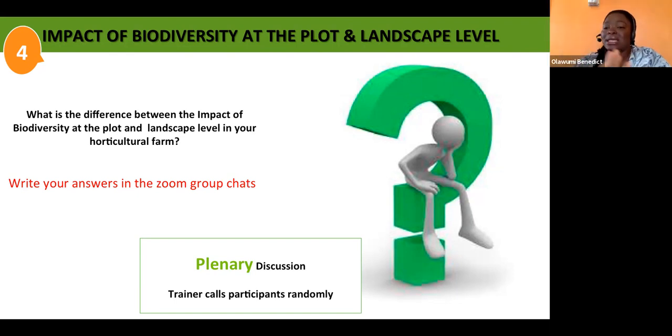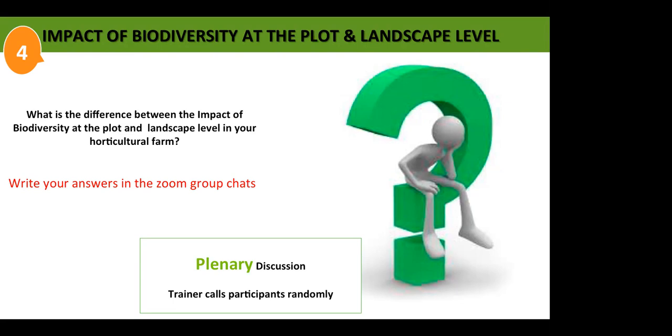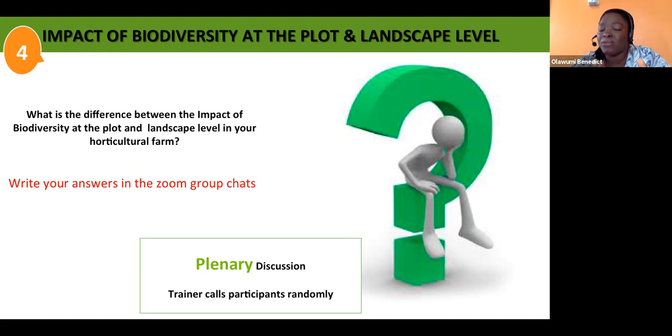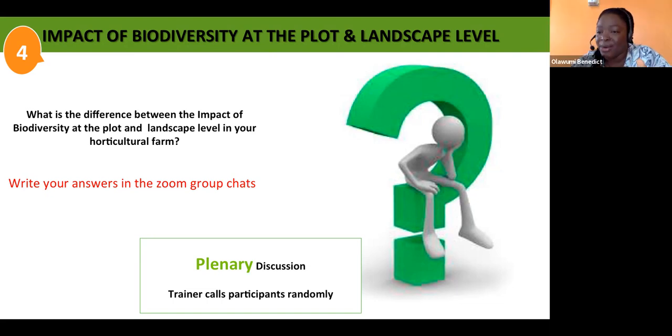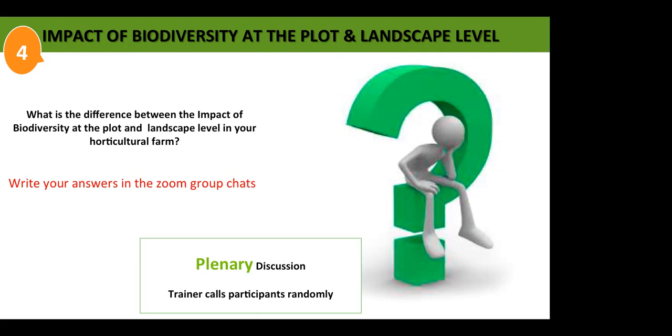What kind of impacts? You are relating this to your own farm, not general knowledge now. That's why I said in your horticultural farm, where you are now. So what is the impact of biodiversity at the plot level and at the landscape level for your farm? In terms of what? It's a general condition. What is the impact of biodiversity? Is it productivity, the soil fertility, or what? That's why I said it's general. You tell us whether you want to talk on soil fertility or on production.